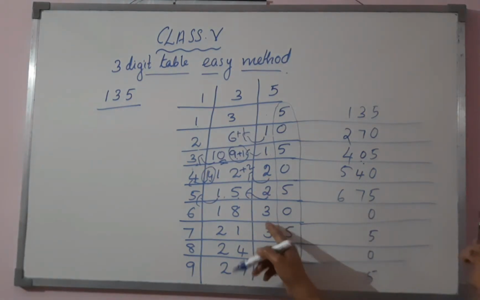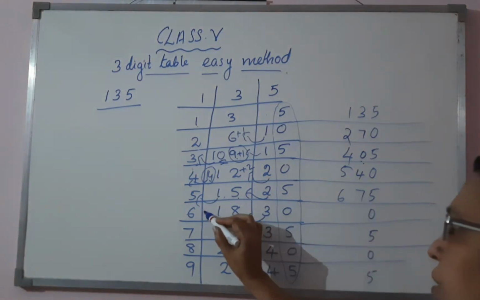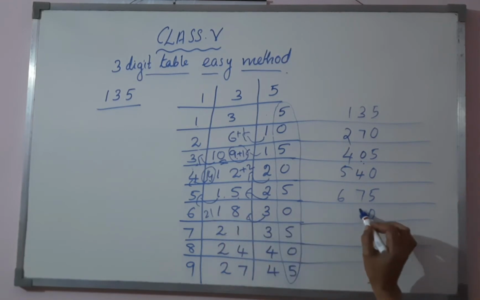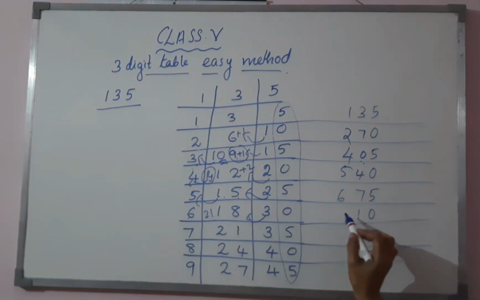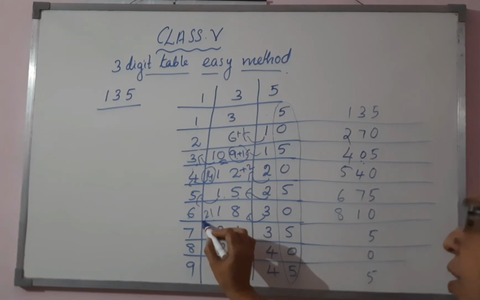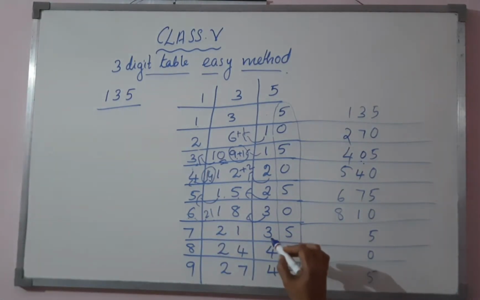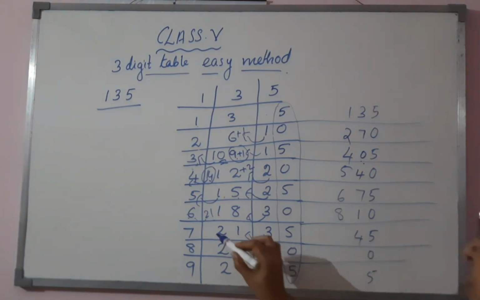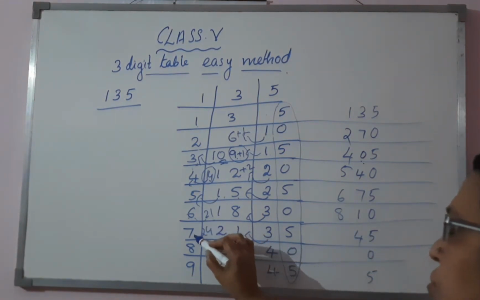Next, here 3. 18 plus 3, we are getting 21. That 1 I am writing here. 6 plus 2, 8. Add that. The other one you have to carry forward here. Next we can write 21 plus 3, that is 24. 4 I am writing here. This 2 I am carrying here.